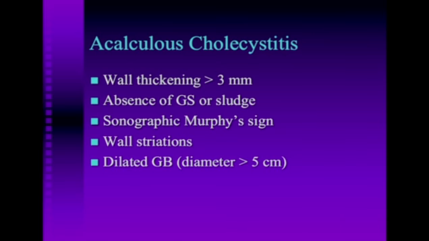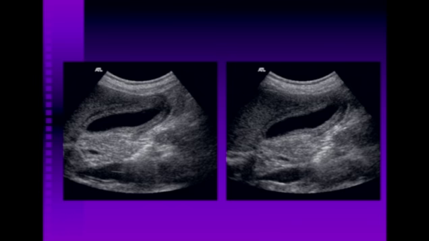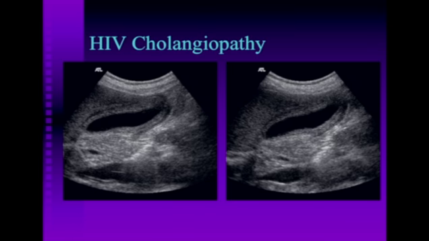Some authors have suggested that wall striations may help you, and then you can also look for a dilated gallbladder, meaning greater than 5 centimeters short axis diameter. Here's another example where there's no gallbladder sludge, no gallstones, and yet there's diffuse gallbladder wall thickening. This patient was HIV positive, and this one is consistent with HIV cholangiopathy.